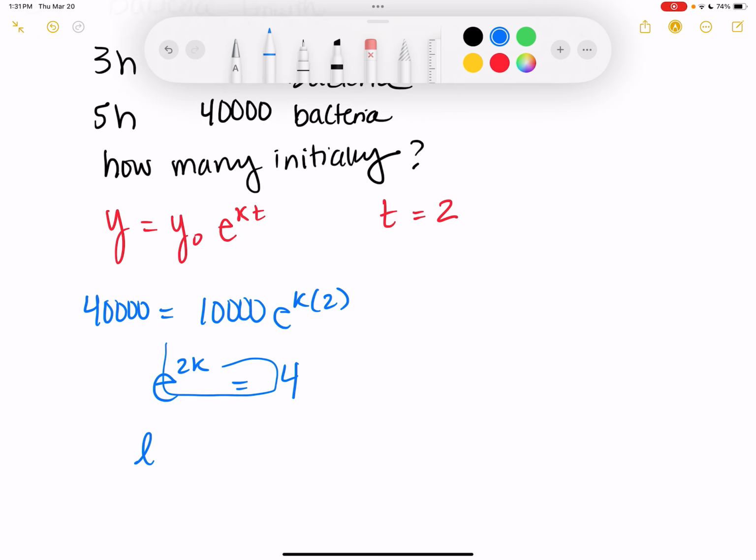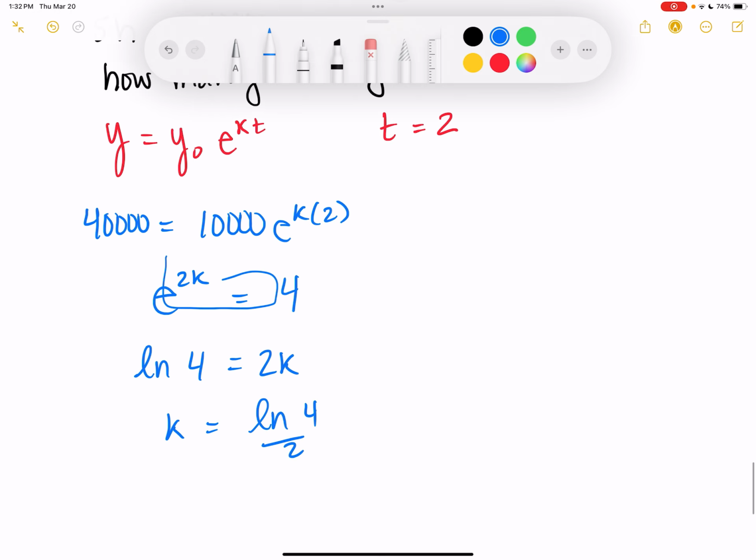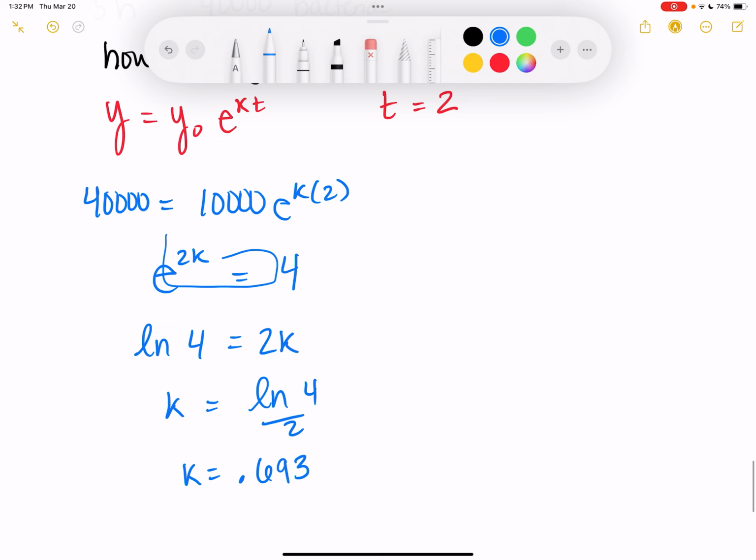So the ln of 4 equals 2k. So k equals the ln of 4 over 2. And I would go to, I don't know how many it'll go to, but go to 3 decimal places should be enough that it'll hold for what we need. 0.693.